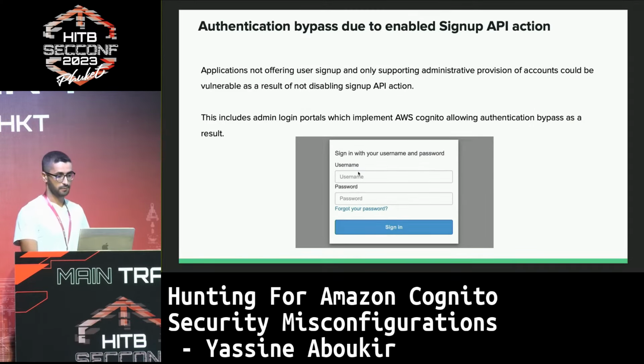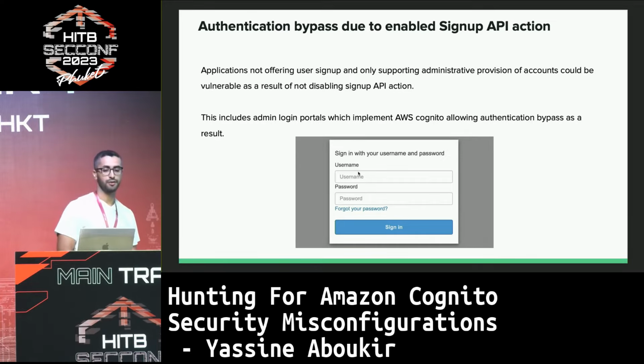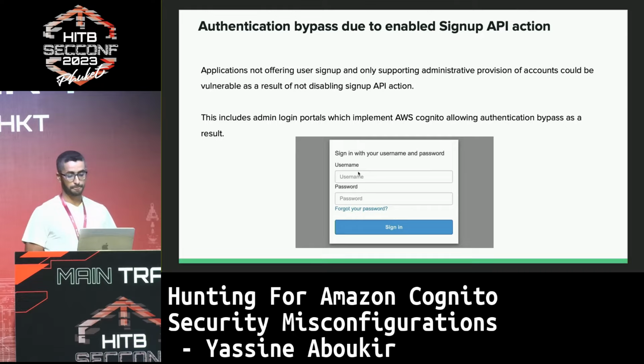All right, so the second misconfiguration is an authentication bypass due to the enabled sign-up API action. There are some applications where you can see the login page, but you don't have any way to create an account, which means that self-registration is disabled. This is the case, for example, of a company that has an internal administration panel, so they don't allow registration. They themselves provision accounts for their employees. So assume we have a login page like that, or just a SaaS subscription, for example, where you have to pay for a subscription in order to gain access to an account. But we can actually bypass that.